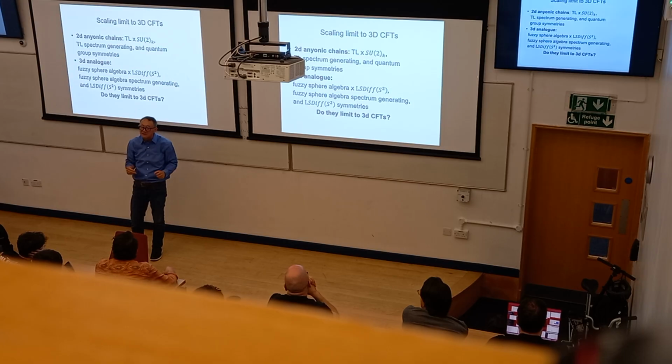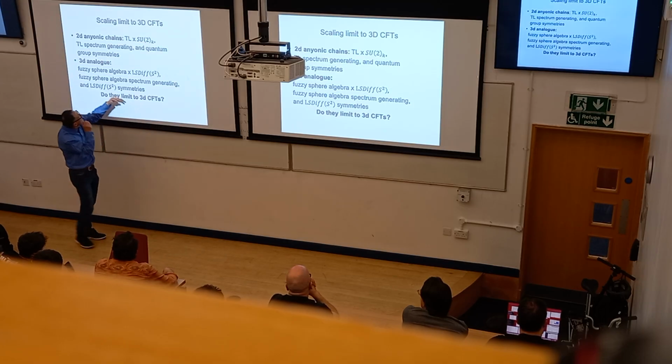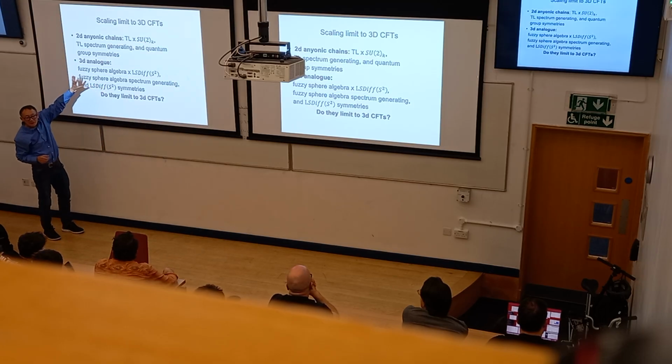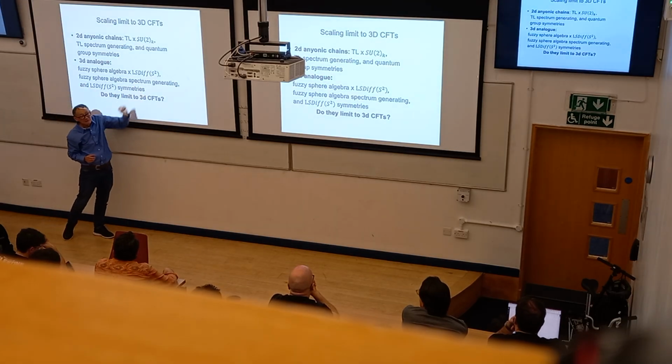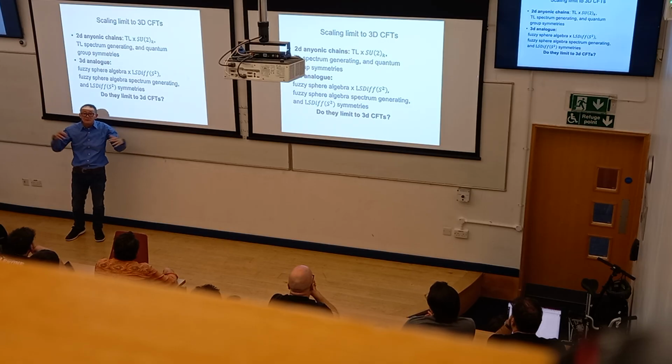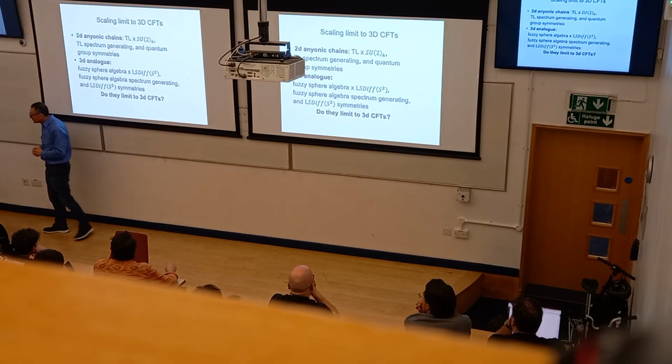So that's why the anyonic chain works. And here I want to say, this is how it works. There's a fuzzy sphere, which should give you the Hamiltonian put together, and then there's this area-preserving diffeomorphism supposed to play the role of symmetry.